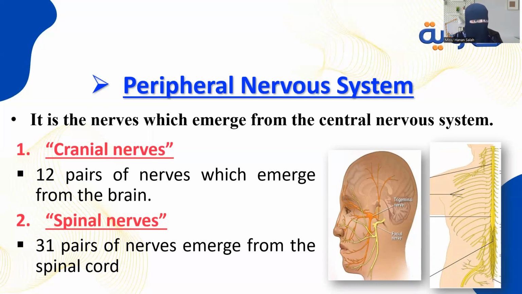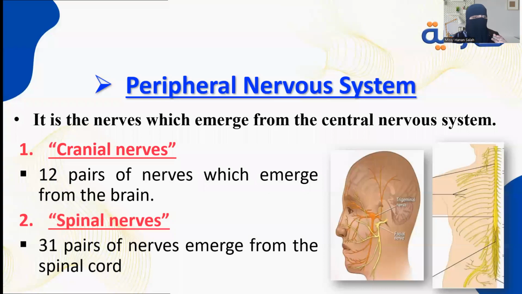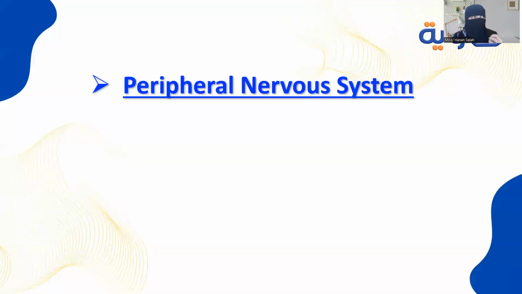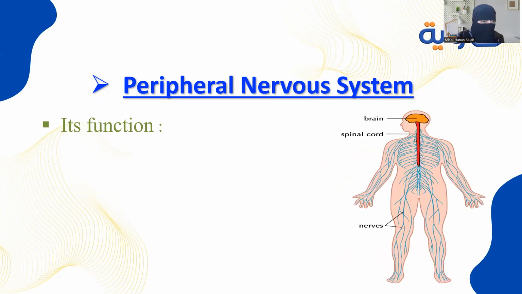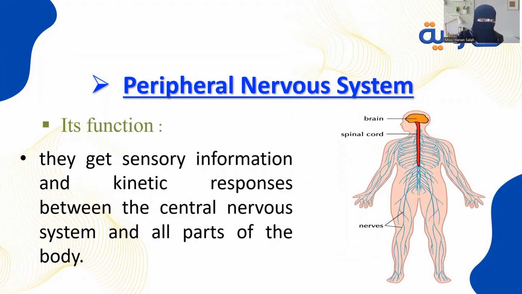So these nerves, they're very important for the body because they work like delivery of the message. They will take the message from the brain and spinal cord to all the body parts, and then will take the response, or the kinetic response, or we can say sensory information, from the central nervous system to the body organs. Okay, my dears? So that's about peripheral nervous system.